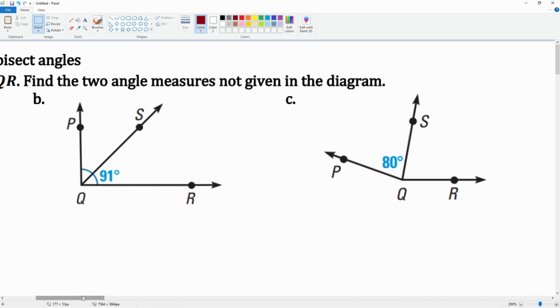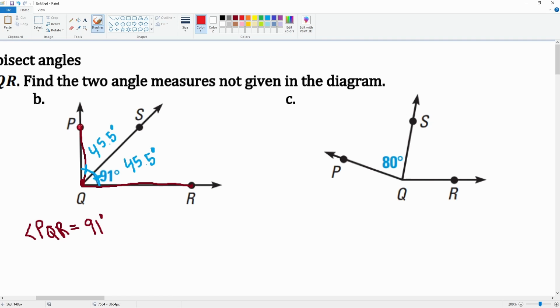Let's look at B. This whole thing here is 91 degrees. So it says that this angle of P to Q to R is 91 degrees. Let's write that. Angle PQR is equal to 91 degrees. It creates two equal pieces here, this piece and this piece. So we have to divide 91 into two pieces. The two pieces it makes are 45.5 degrees and 45.5 degrees.